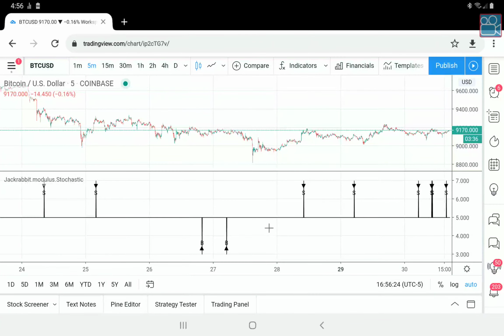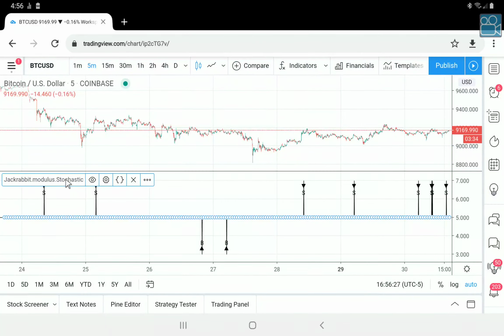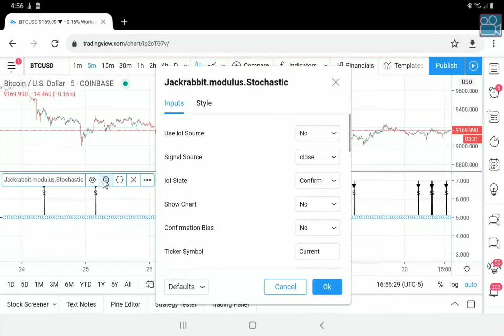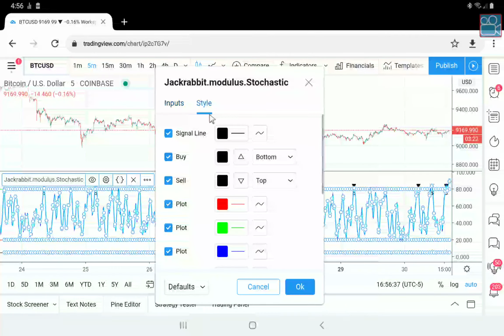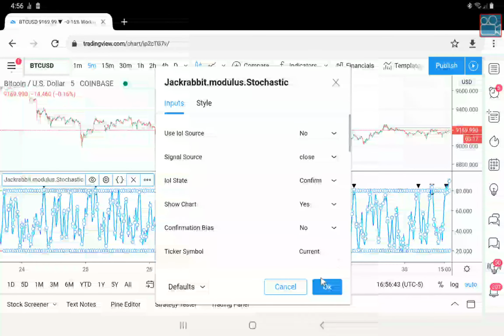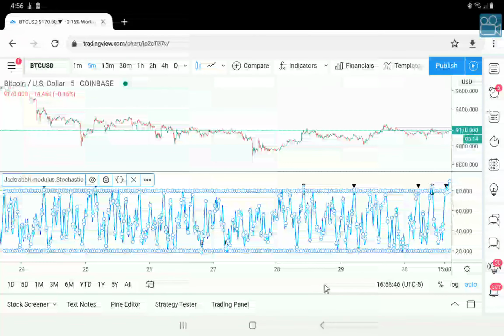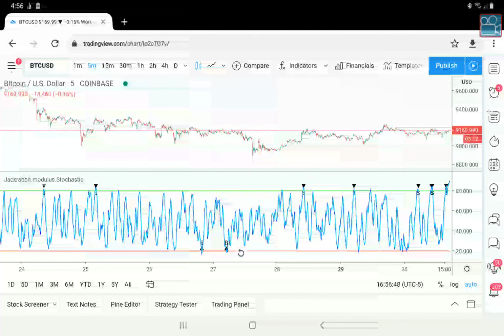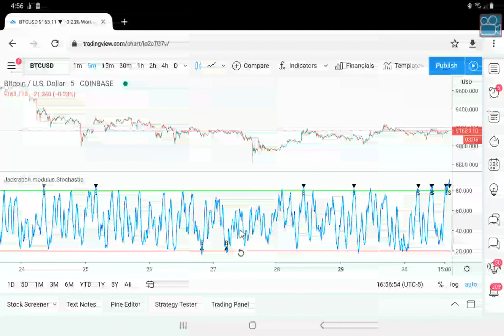There are two different types of stochastic. The standard traditional, overbought, oversold, and the crossover style. This version supports both, but as with all Jackrabbit indicators and modules, there is a twist. Let's start by zooming in. Of course, this is TradingView, and I'm using Bitcoin.